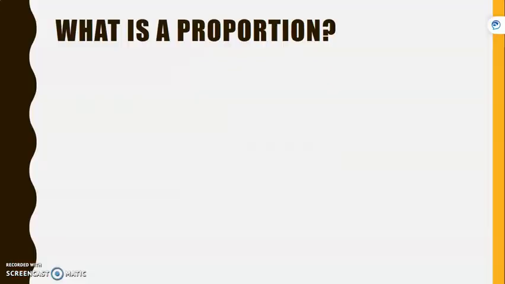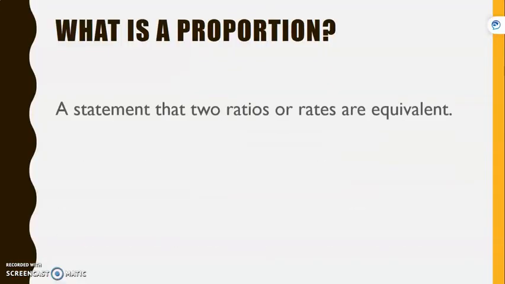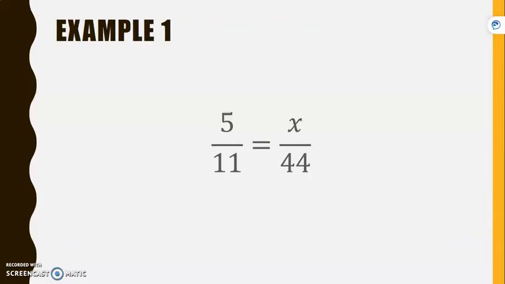Solving proportions. What is a proportion? A proportion is a statement that two ratios or rates are equivalent. So let's go ahead and look at two ratios or rates that are equivalent but not given their units. So we have 5/11 equals x over 44.